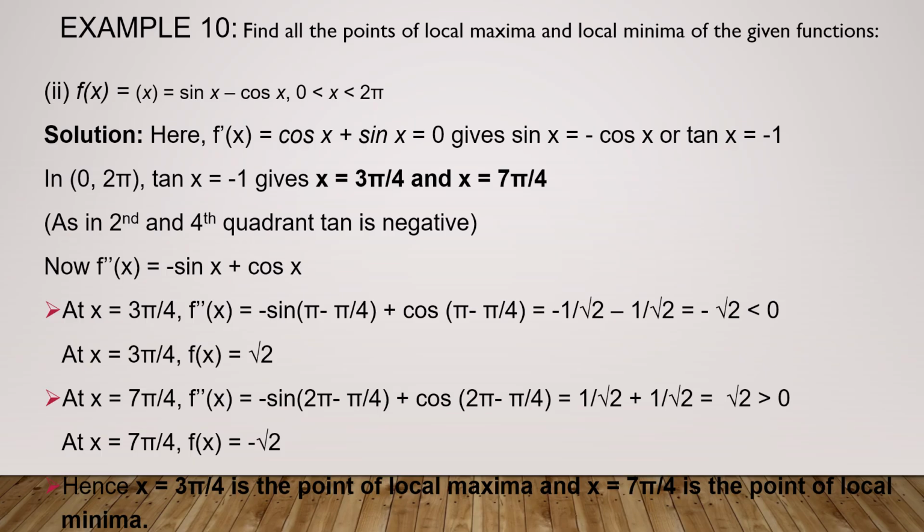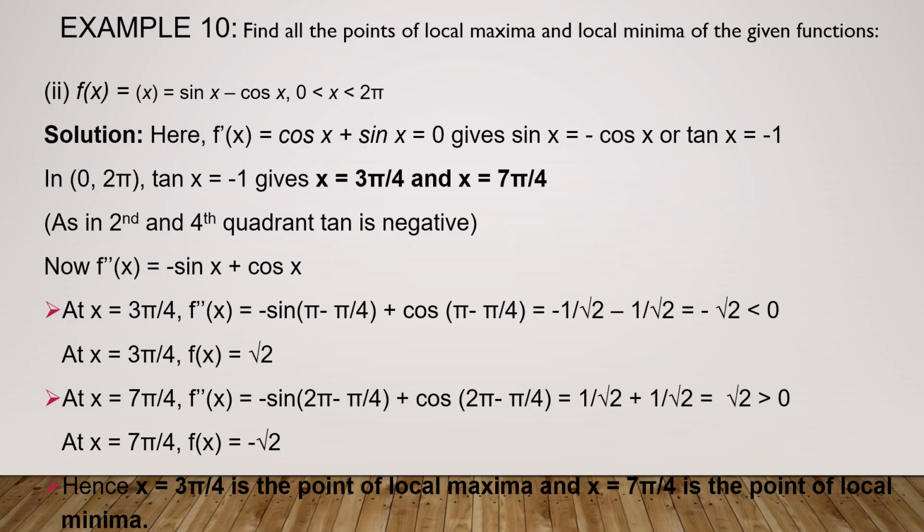So your f dash of x, now let us check its sign for x is equal to 3 pi by 4 and 7 pi by 4. Correct? Now see, over here we are using the second derivative test. In the previous example we had used the first derivative test, but here finding the second derivative is easy. So we will use the second derivative test. First derivative is cos x plus sin x. When you again differentiate it, you will get minus sin x plus cos x. At both the points, let us check the sign for the second derivative.